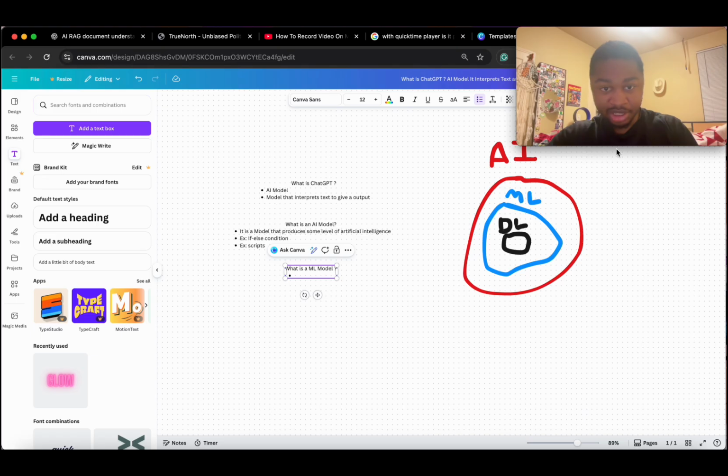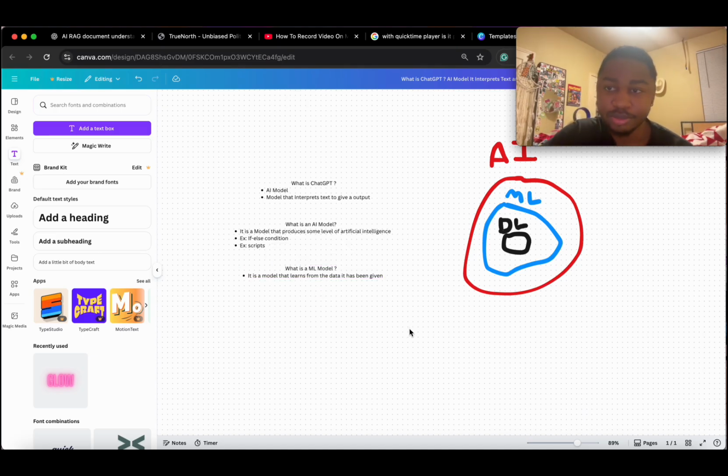Well, a machine learning model isn't just a model that produces some sort of artificial intellect. It is a model that learns from the data it has been given. So what does this mean, right? If-else conditions, they don't learn, they're static, right? Some scripts could be static, but they produce some sort of intellect because of the branch cases, etc., right? A machine learning model is not static. It changes relative to the data that it's training on, right? And so this is important to note.